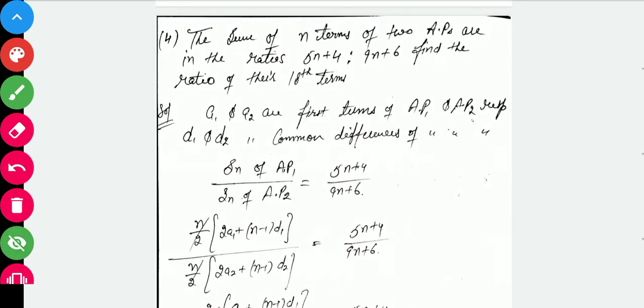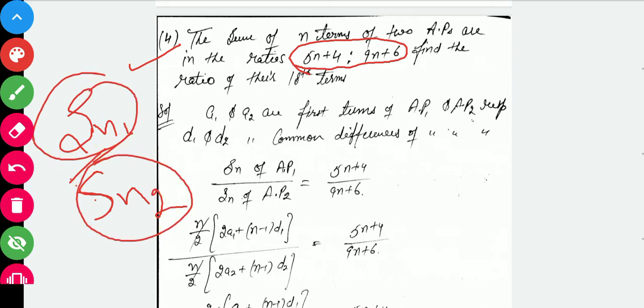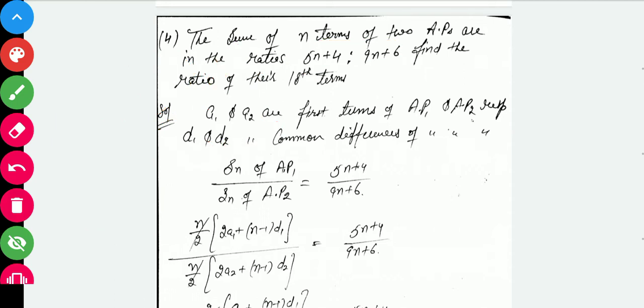Clear everyone? Let's take another sum. This is the last sum of this video, very important for you. The sums of n terms of two APs are in the ratio given here. It means Sn over Sn', the sums of two different APs, are in the ratio 5n plus 4 over 9n plus 6. Clear? This is the statement given to you.